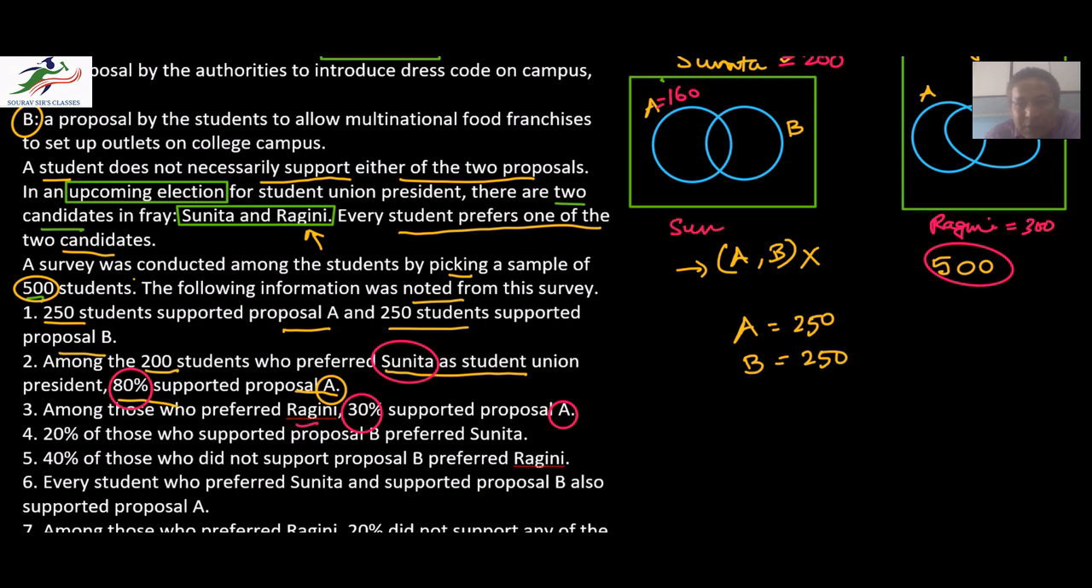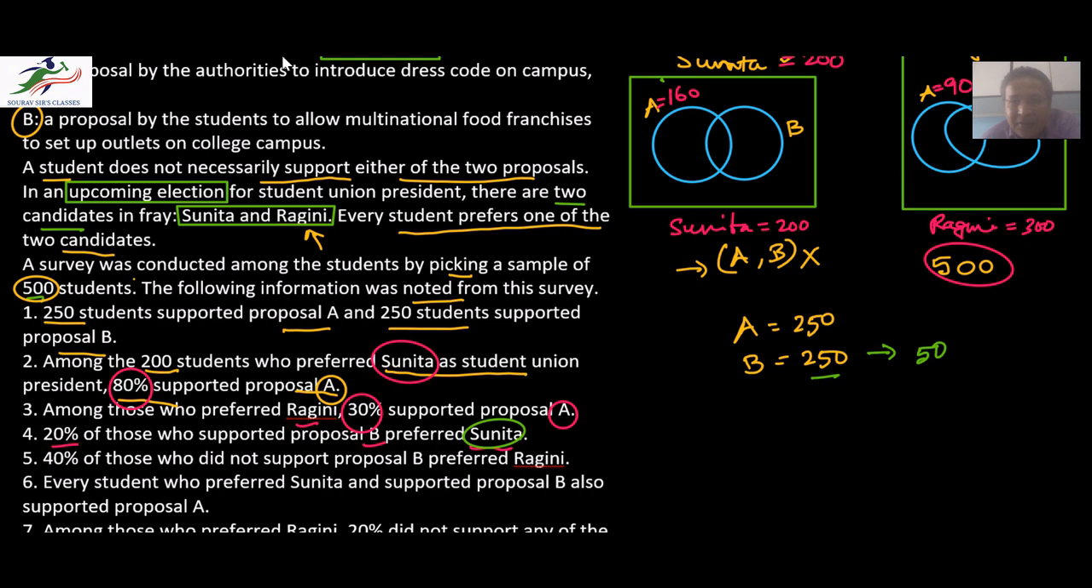Sunita is 200. So 30% of Ragini supporters support proposal A. That means this is 90. Now then it says 20% of those who supported proposal B preferred Sunita. Now number of people who supports proposal B is 250. 20% of that means 50 candidates, and 50 candidates preferred Sunita.